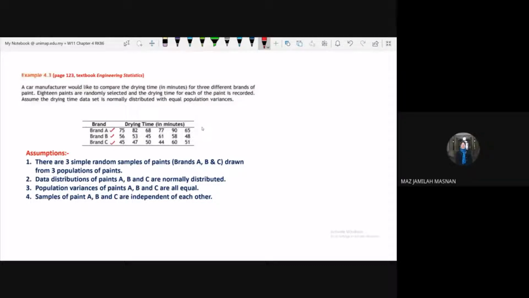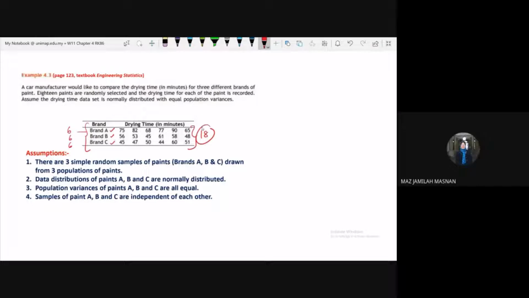So what should we know about these three populations, brand A, brand B, and brand C? We know that there are 4 assumptions that need to be fulfilled in order for ANOVA to be performed. The first one is that there are 3 simple random samples of paint. If you look at the number of paints that we use, there are 18 samples, and each brand has 6 samples, 6 for each brand.